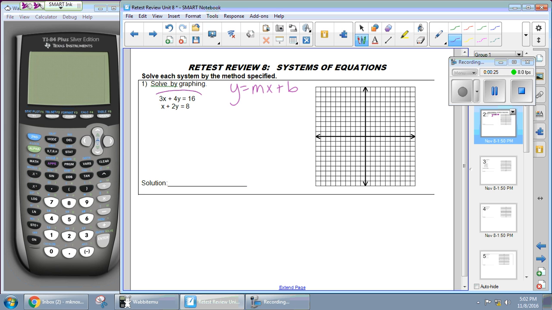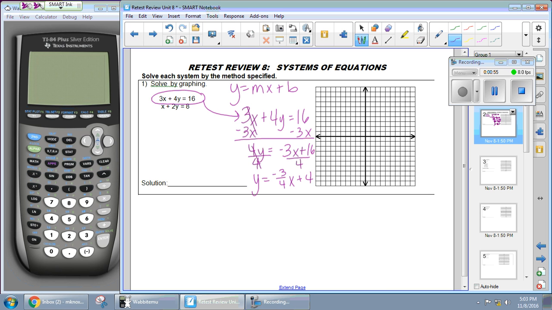So for this first one, I'm going to rewrite it here so I have some more room. I subtract 3x from both sides. Those cancel out. I'm left with 4y equals negative 3x plus 16. And then I'm going to divide both sides by 4 to get y by itself. Now I have y equals negative 3/4 x plus 4 for my first equation.